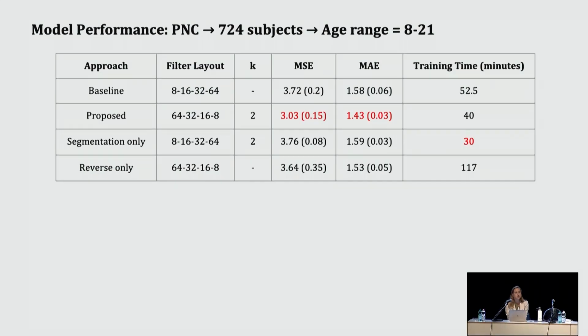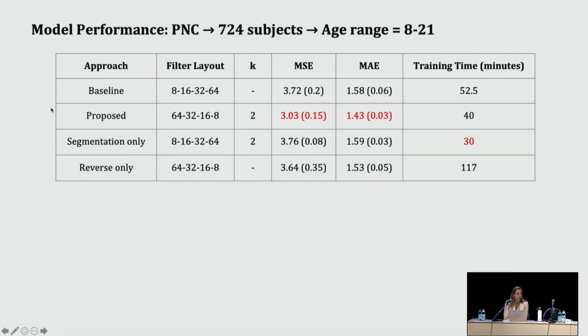In Pascal's original paper, he worked with the Philadelphia Neurodevelopmental Cohort data set. We had 724 subjects, and the age range was 8 to 21, so a developmental sample. He showed that our proposed approach, where we do the reverse filter layout of 64 filters at the beginning, 8 in the final convolutional layer, and 2 segmentations, had a mean squared error of 3 years, a mean absolute error of 1.4, and the entire network trained in just 40 minutes.